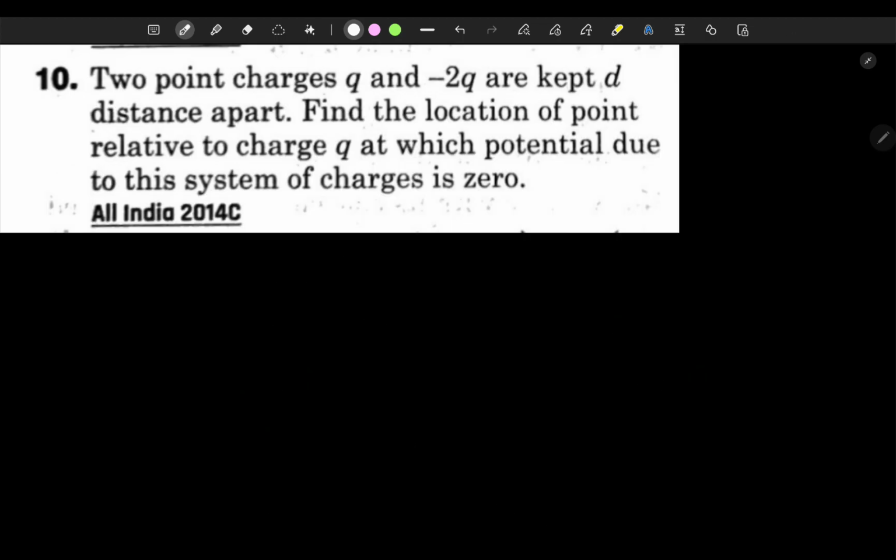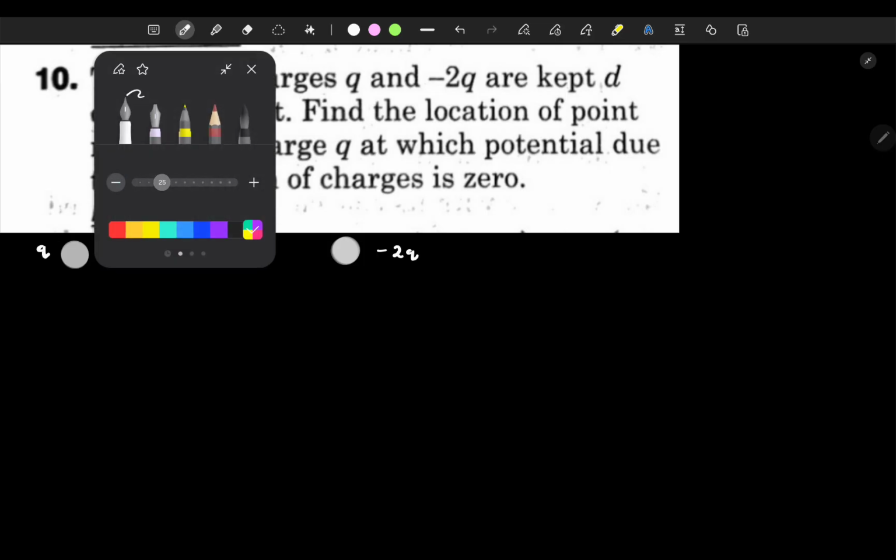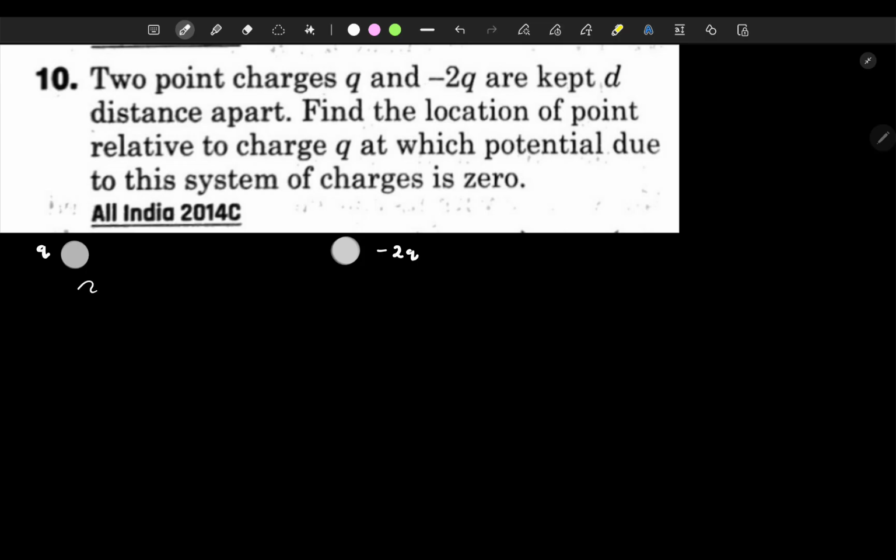Okay, next come to our question number 10. 2 point charges q and minus 2q are kept d distance apart. So this one is q and this is your minus 2q. They are kept d distance apart. The separation between them is d.